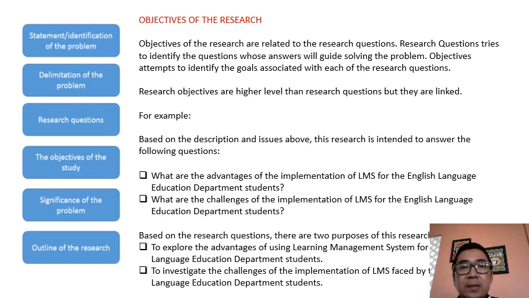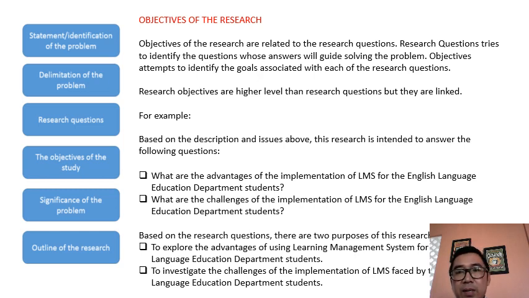Selanjutnya, kita bahas objective of the research, tujuan penelitian. Objective of the research are related to the research question. Jadi, objective of the research itu pasti akan mengacu kepada research question. Jadi, dia comply with a research question. Research question tries to identify the question whose answers will guide solving the problem. Objectives attempt to identify the goal associated with each of the research question.